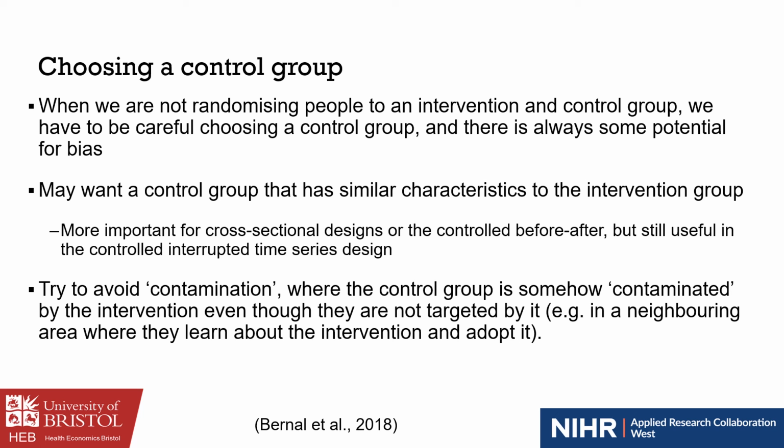Finally, when not randomizing people to groups, how do we choose our control group? Obviously, it has to be a group who are not receiving the intervention. Ideally, they would have similar characteristics to the intervention group. This is not as vital for interrupted time series designs, where the trend before the intervention acts as a control for the trend after the intervention in each group, but even then it is still desirable. For interrupted time series designs, it's important that both groups experience any non-intervention events around the time of the intervention.